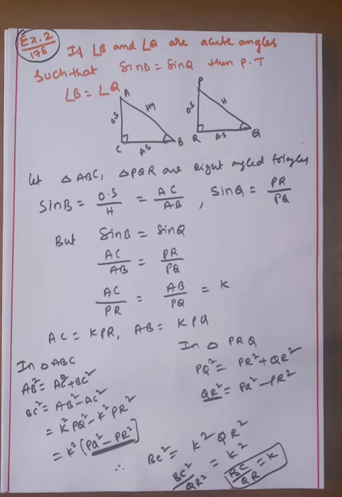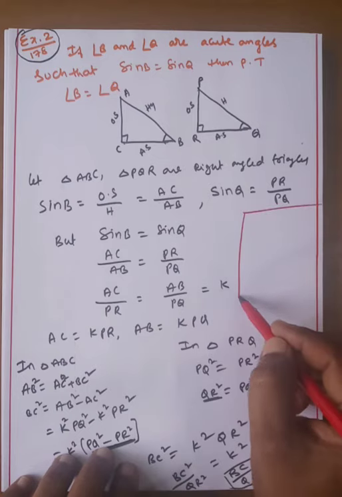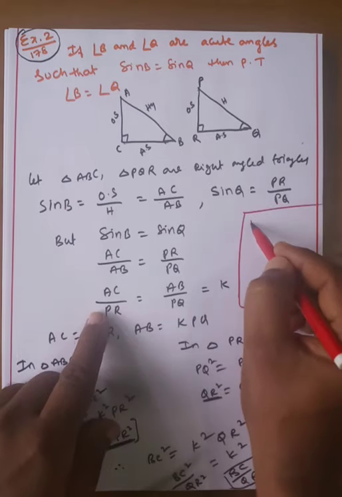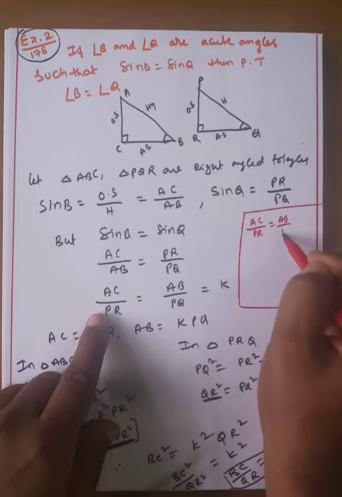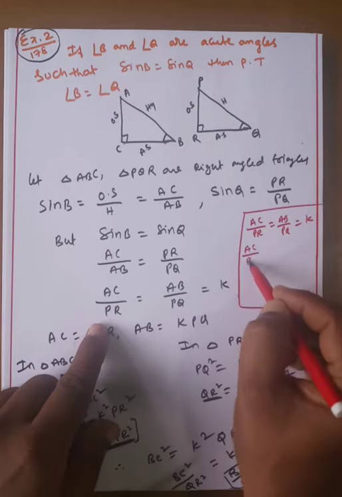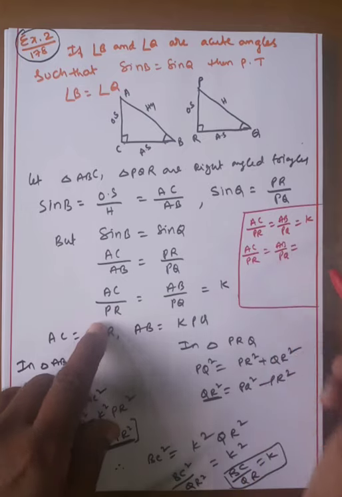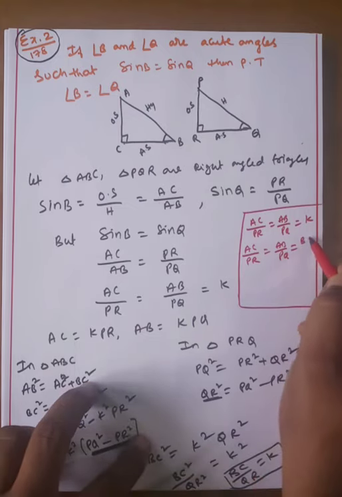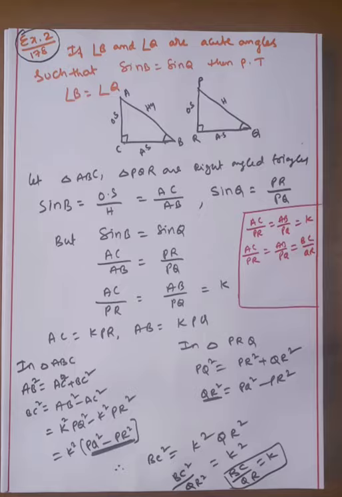Okay, my dear students, observe that one important formula is going on. Now I am writing here. AC by PR is equal to AB by PQ, that is equal to K, my dear students. AC by PR is equal to AB by PQ is equal to K, which means BC by QR. All sides are equal in ratio.